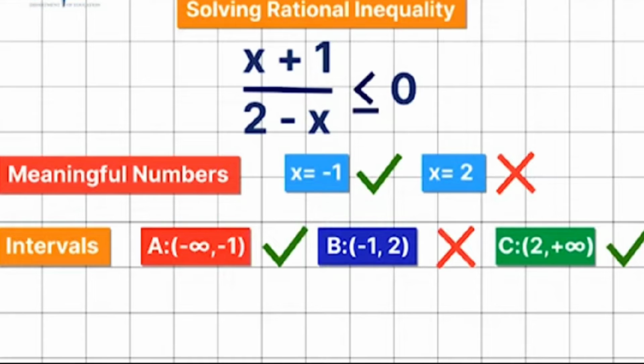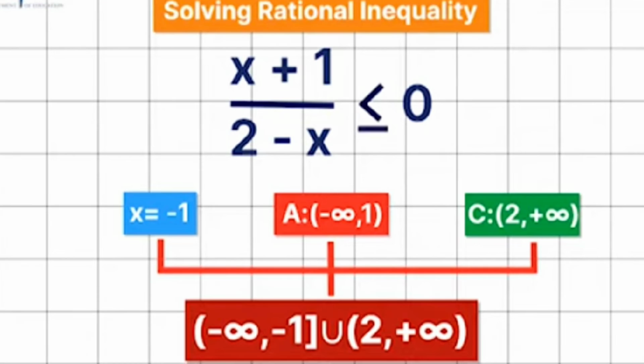In the meaningful numbers, x equals -1, and only x equals -1 is a solution in the intervals A, B, and C. Only A and C are sets of solutions. Hence, the solutions are x equals -1, interval A, and interval C. Combining all this, we will have the set containing values from -infinity to -1, where -1 is included, union with a set containing values between positive 2 and infinity.